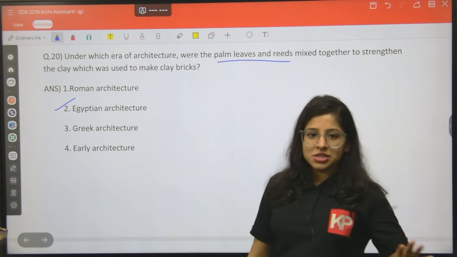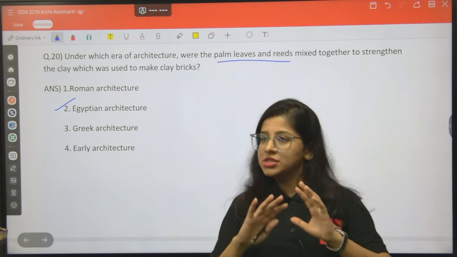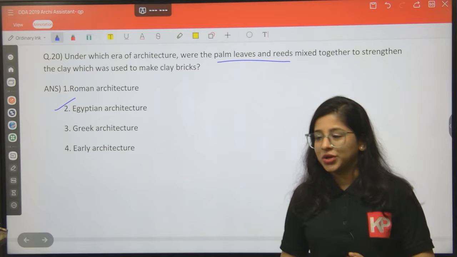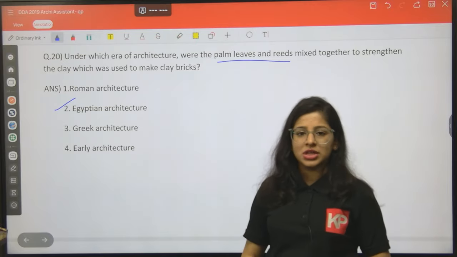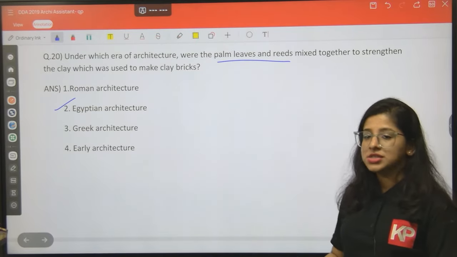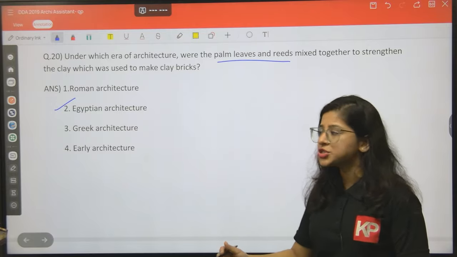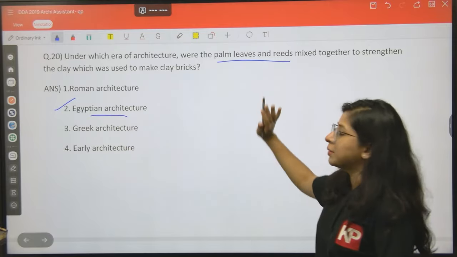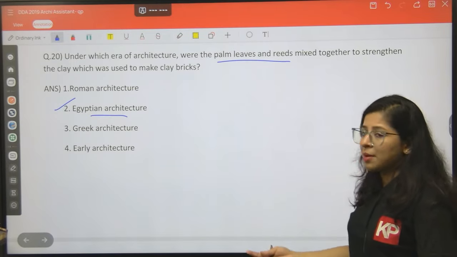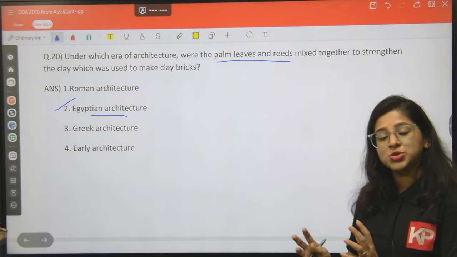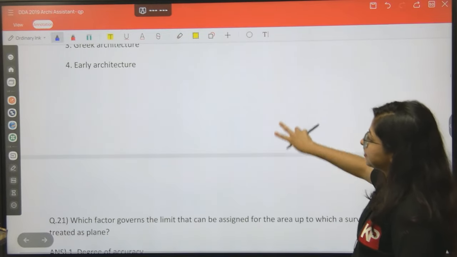Early architecture, again, that's a very broad term. There is a lot under early architecture, okay? So we cannot say that. So Egyptian, even if you don't know the answer, you can take a wild guess. But if you have studied history, you will know that Egyptian means what? Papyrus, palm, reeds, these are all the materials which were used in your Egyptian civilization.